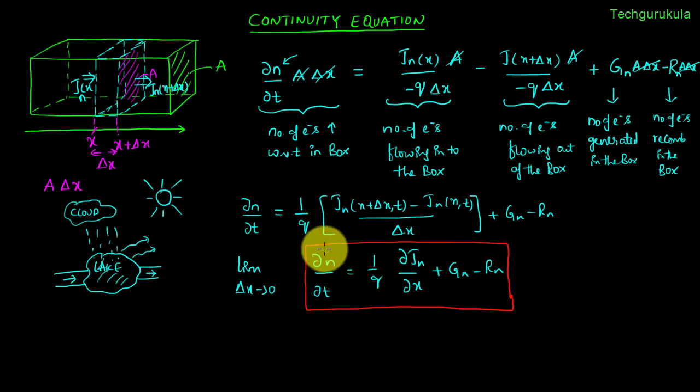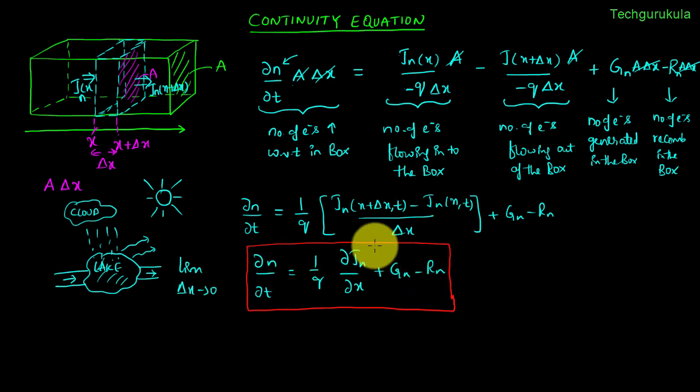And of course, this del n by del t can be negative as well. When it is negative, it means the electron concentration in this box is decreasing, and that is attributed to the difference between inflow and outflow and the difference between generation and recombination. And it actually talks about the conservation of charge, that charge is neither created nor destroyed. It is transferred from one place to another place.